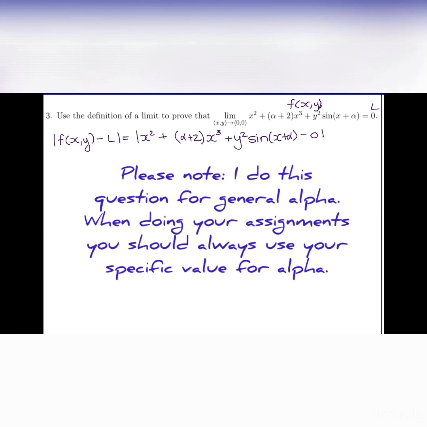So the triangle inequality tells me that the absolute value of the sum of all of these terms is less than or equal to the sum of the absolute values of each individual term. Sorry, that's an absolute value. Let me not split it up yet, just to not skip steps. So x cubed plus y squared sine x plus alpha.